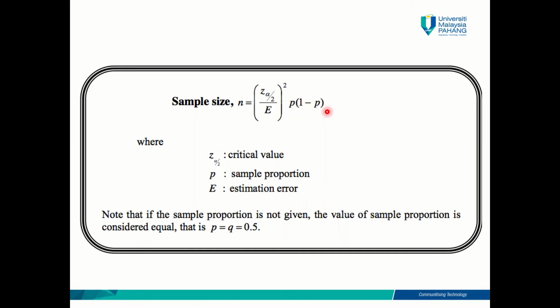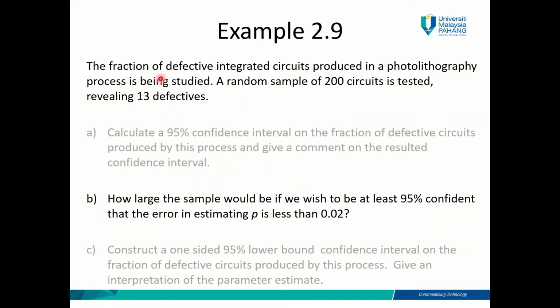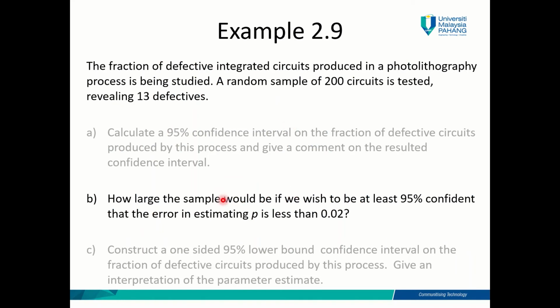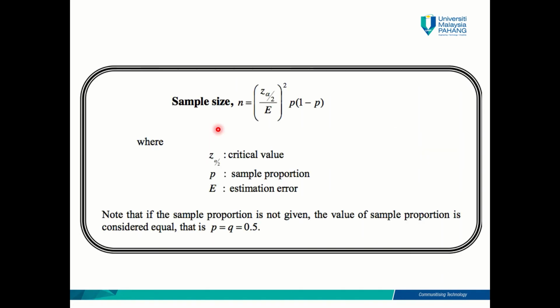So which formula to use, class? That depends on the question. If the question talks about population proportion, you use this formula. If the question talks about population mean, you use the other formula from chapter 2.2. Is that clear? Remember that, okay? And also there's another note here. If the sample proportion is not given in the question, the value of sample proportion is considered equal, that is, P equals Q equals 0.5.